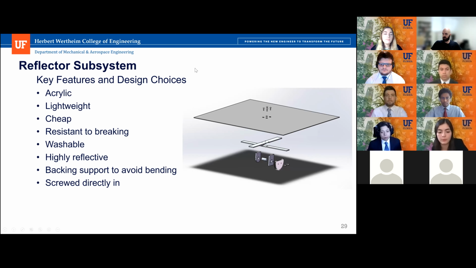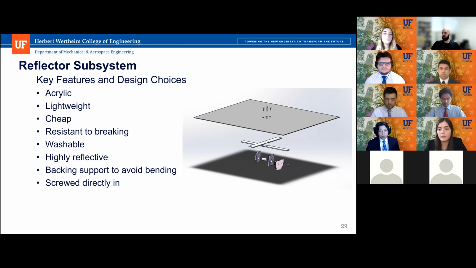Now on to the reflector subsystem. So we chose a 0.5 meter by 0.5 meter, 2 millimeter thick acrylic mirror for each heliostat. And we are using 4 heliostats per module, which gives a total collection area of 1 meter squared.